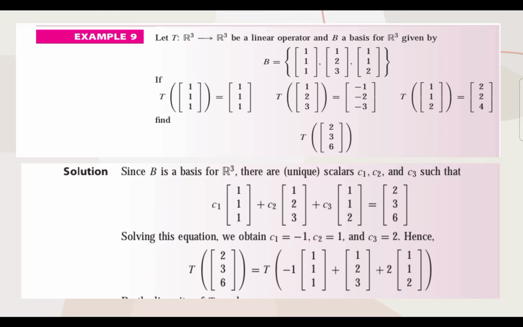So we apply the property of linearity, which states that T of c1 v1 plus c2 v2 equals c1 T of v1 plus c2 T of v2. So, applying this to our combination, T of (2, 3, 6) equals negative 1 T of (1, 1, 1) plus 1 T of (1, 2, 3) plus 2 T of (1, 1, 2).